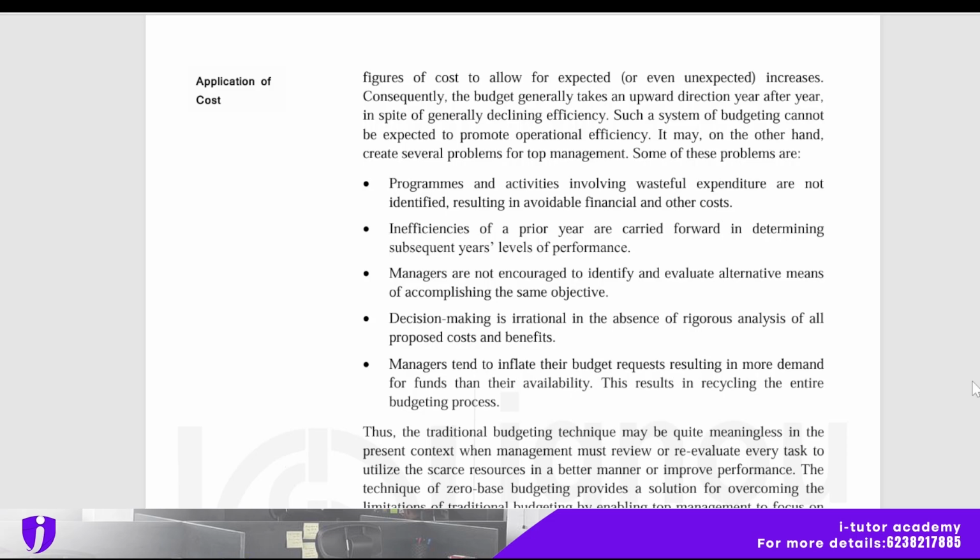And managers are not encouraged to identify and evaluate alternative means of accomplishing the same objective, and decision making is irrational in the absence of rigorous analysis of all costs and benefits, and managers tend to inflate their budget requests, resulting in more demand for funds than their availability. This results in recycling the entire budgeting process.